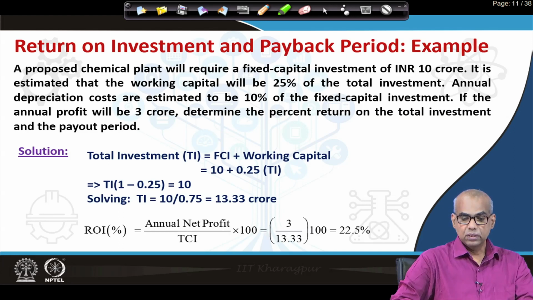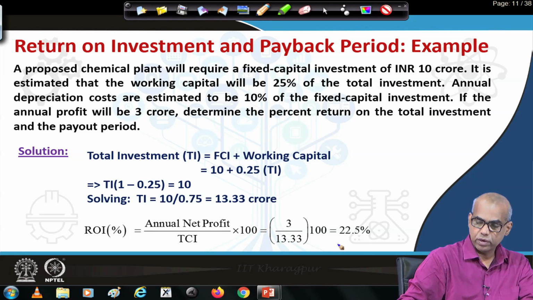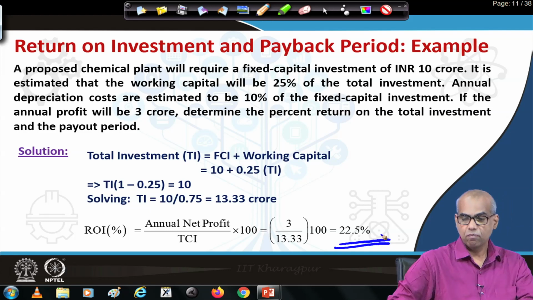So, the return on investment is annual net profit divided by total investment multiplied by 100, which is obtained as 22.5%.